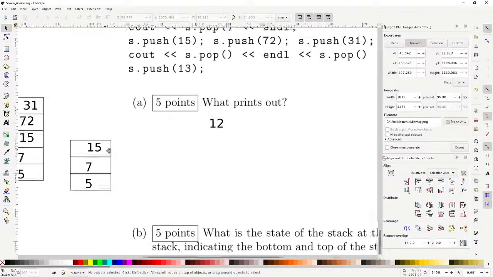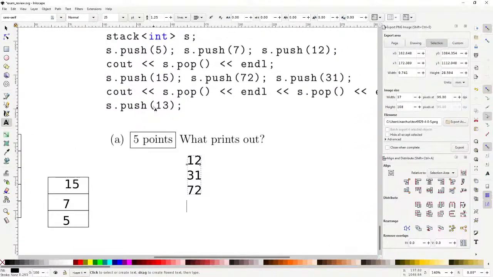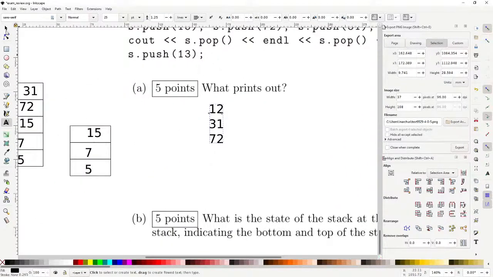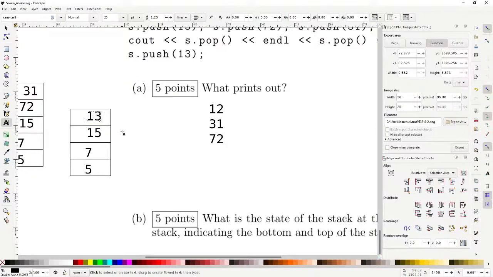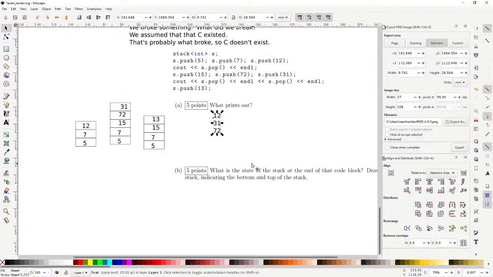What pops? 31 prints out first. I guess actually I put n lines here, so it's 31, 72. I really don't care about the n lines. The whole point is just what gets pushed and popped. And then we push on 13. But you notice that 13 never gets printed, it never gets popped, so it goes onto the stack. And that's it. So this is what prints out: 12, 31, 72.